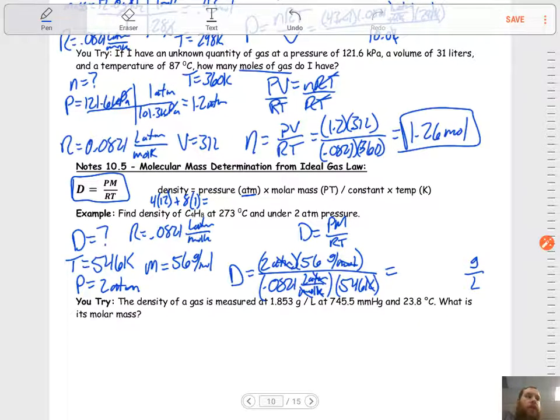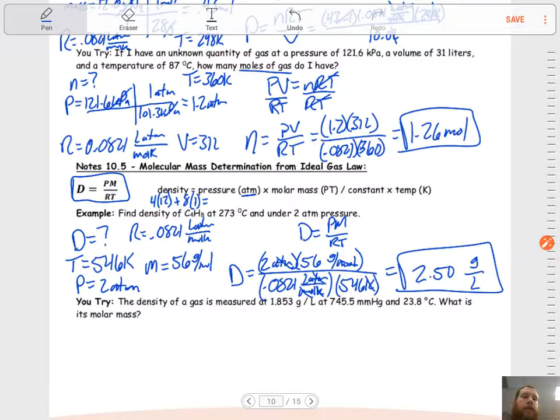So now we just have to do the math. Top times top, divide by bottom, divide by bottom. I know I'm giving you the answer right here, guys. It's an example problem, but you need to be able to plug this into the calculator. So I encourage you to do the math to make sure you get the same answer that I get. I got 2.50 grams per liter. Just remember, you've got to make sure your units are appropriate, and then it's just solving for the unknown. So I want you guys to try this.